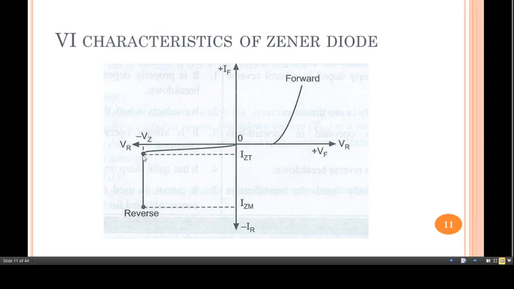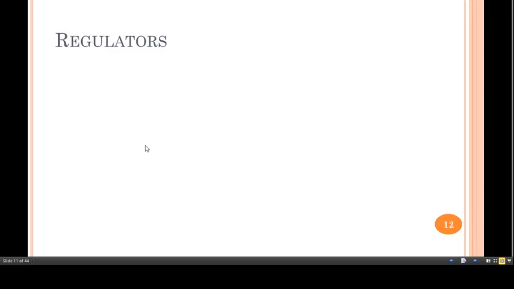Means the Zener diode will operate in this Zener region, then across that Zener diode we will have the constant voltage. That means when the current through that Zener diode is in between minimum Zener current and maximum Zener current, then the diode works in Zener region, and the voltage across that diode will be constant, that is nothing but Vz. So this is VI characteristics of Zener diode.